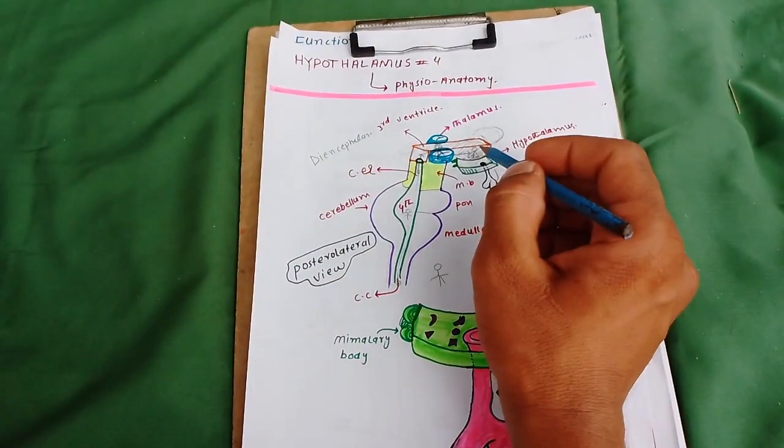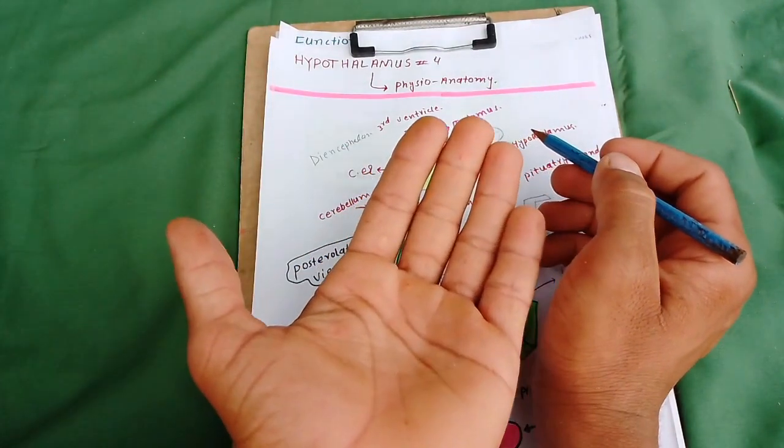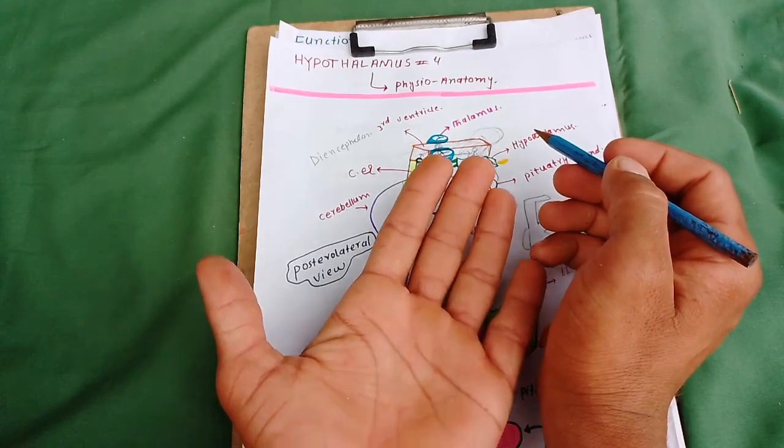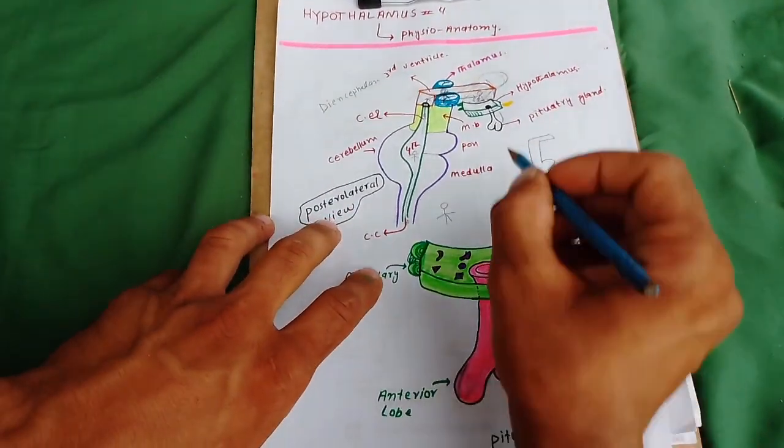So the man is now standing on the hypothalamus. The floor of the third ventricle is made by the hypothalamus. So now the man is standing here.